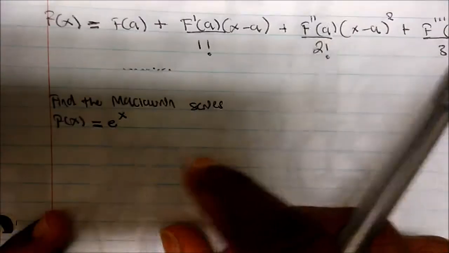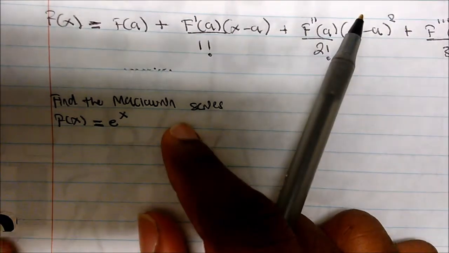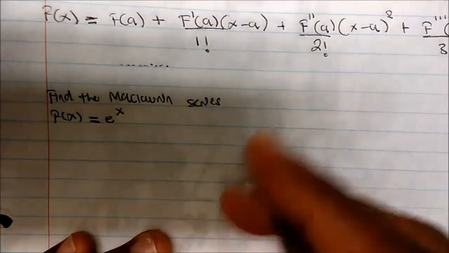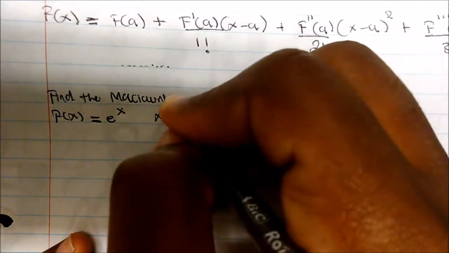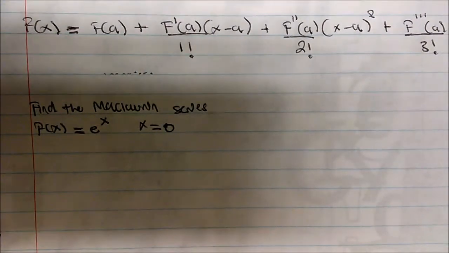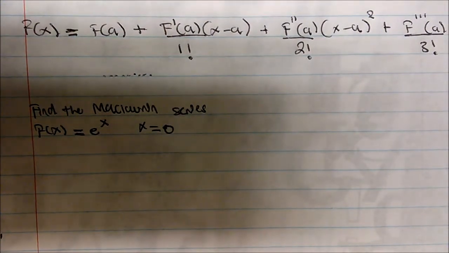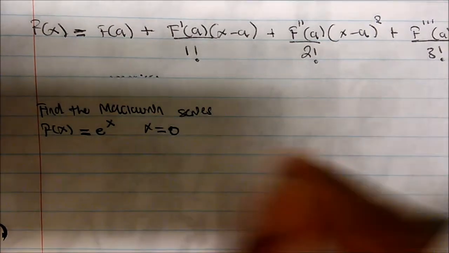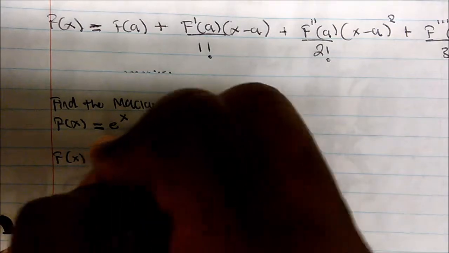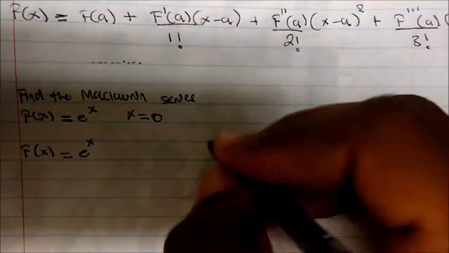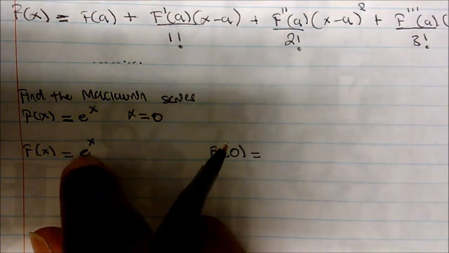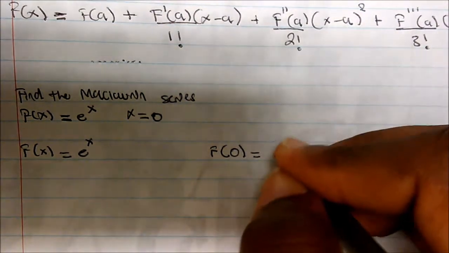What if we wanted to find the Maclaurin series of the function f of x equal to e to the x? Remember, as soon as we see Maclaurin, we should be thinking of the function at x equal to 0. What I usually do is create a table. On one side I have my derivatives, on the other side the evaluation. So f of x in this case is e to the x. f of 0: if I plug 0 into e to the x, anything raised to the 0 power is 1.